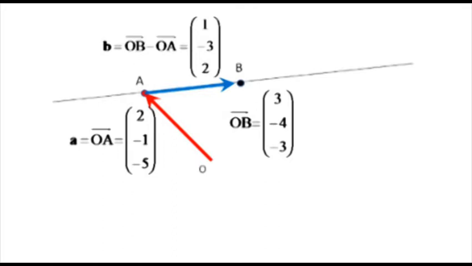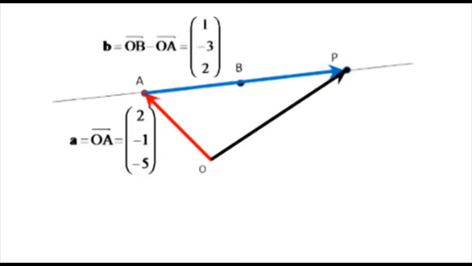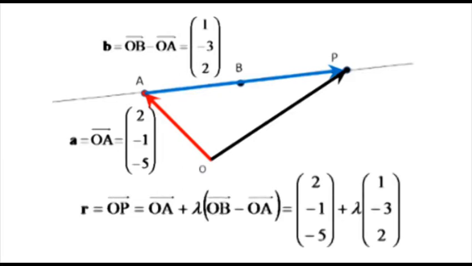Therefore, the position vector r of a general point P on the line is given by the sum of the position vector of A plus lambda times the vector AB. Or alternatively, we can think of it as the position vector A plus lambda times the difference between the position vectors of B and A, giving us (2, -1, -5) plus lambda times (1, -3, 2). Lambda equals 0 gives us the point A, and lambda equals 1 gives us the point B.